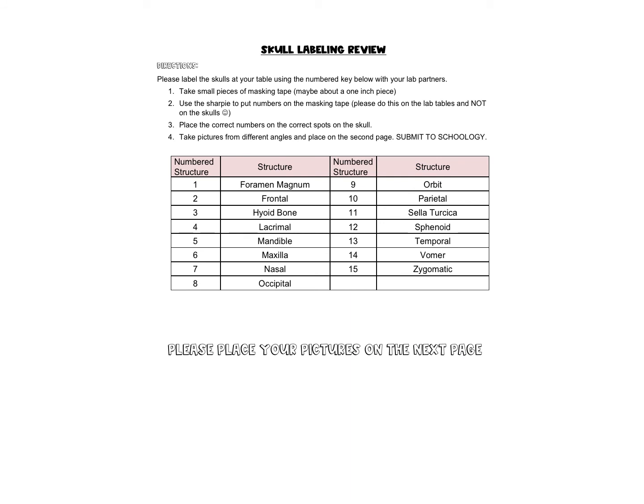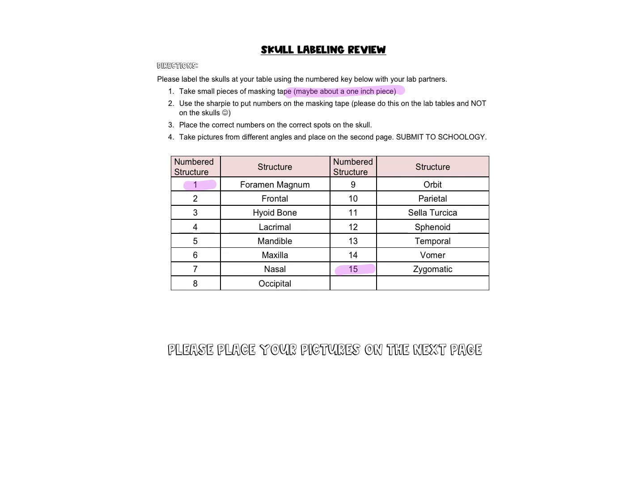Okay, so to review the skull today in class, you're going to practice labeling the skull. If you look at your lab tables, you should see a skull at each lab table, and also rolls of masking tape and Sharpies. What you're going to do is take the skull with your lab partners and create little pieces of masking tape, maybe about 1 inch long, and put numbers on them. You'll need 15 pieces of tape numbered 1 to 15, and each number is going to represent a different part of the skull. I want you to practice with your teammates at your lab table labeling the skull.